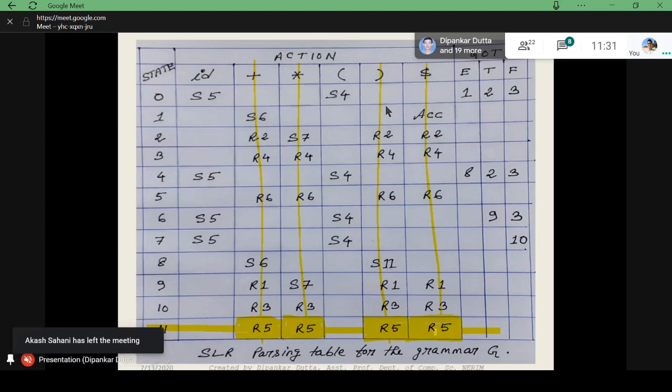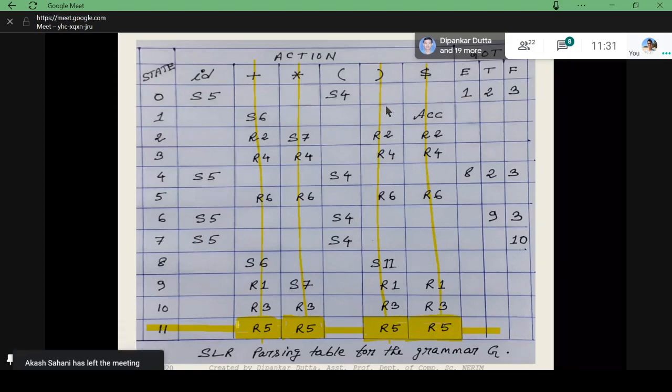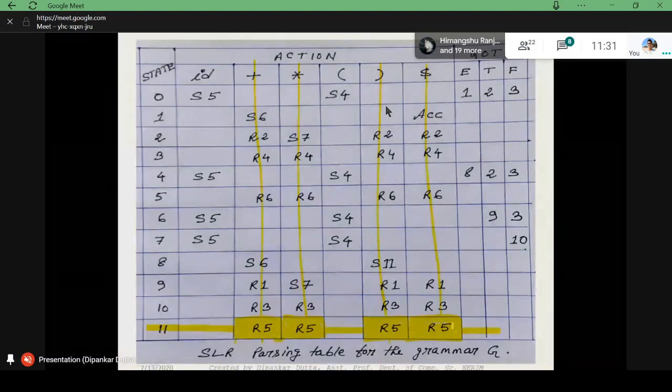Did you understand? Where does R5 come from? It's coming from the reduce rule of the parsing algorithm. R for reduce, 5 means F implies left bracket E right bracket. That means reduce F implies left parenthesis, capital E right parenthesis. In short, it becomes R5. Okay?